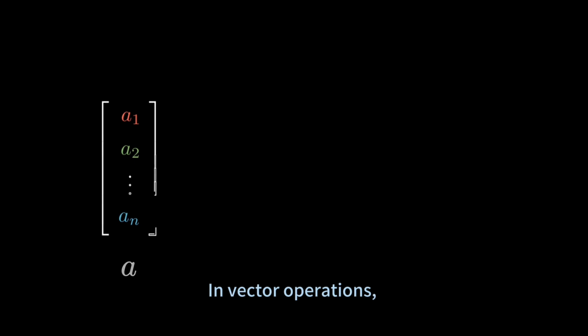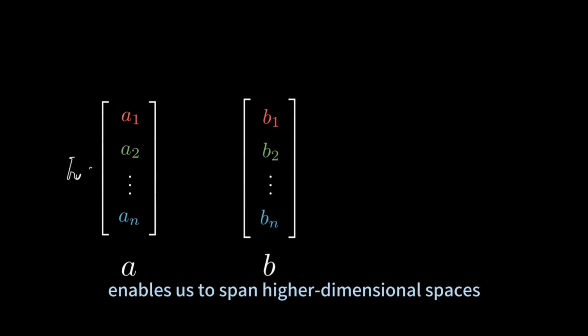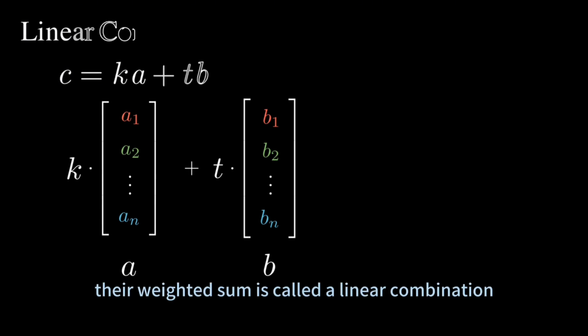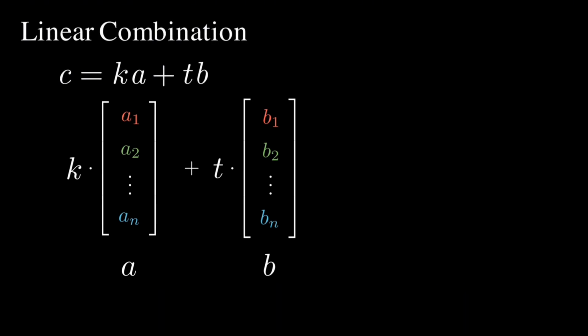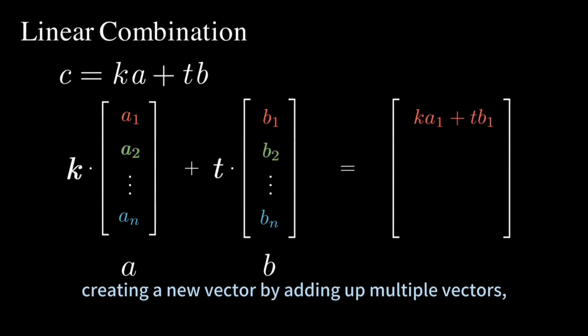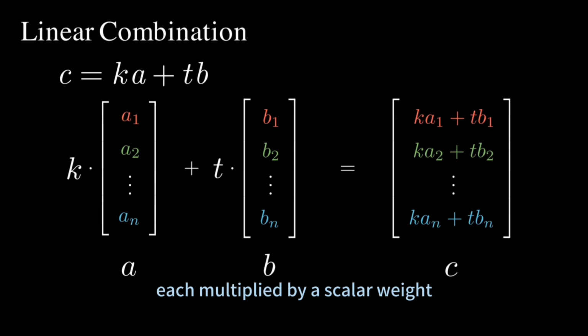In vector operations, combining scalar multiplication with vector addition enables us to span higher dimensional spaces. For example, given two non-zero vectors A and B, their weighted sum is called a linear combination. Simply put, a linear combination means creating a new vector by adding up multiple vectors, each multiplied by a scalar weight.